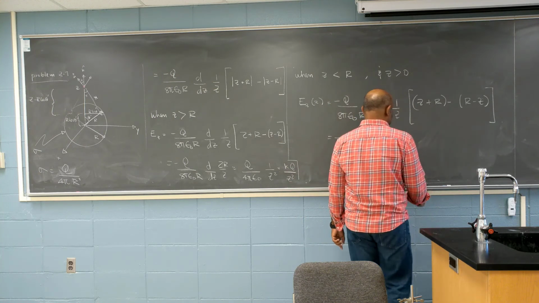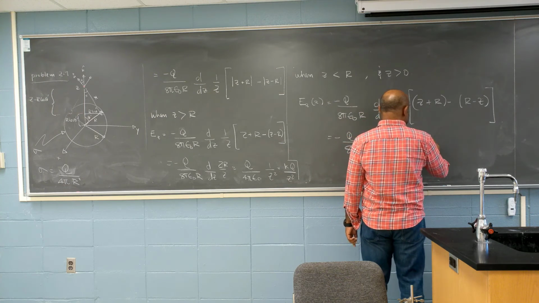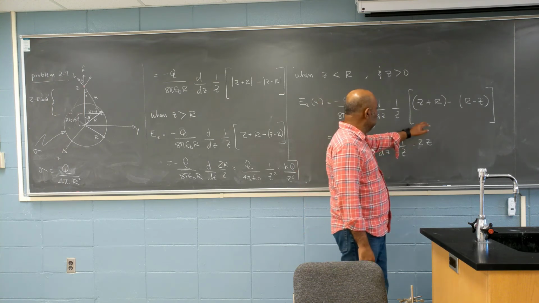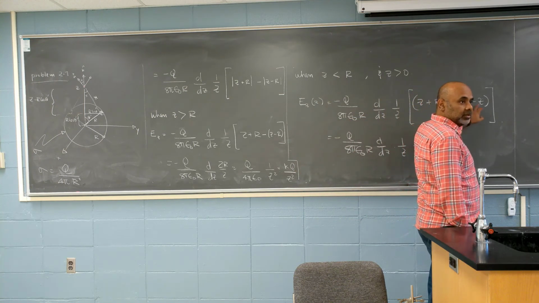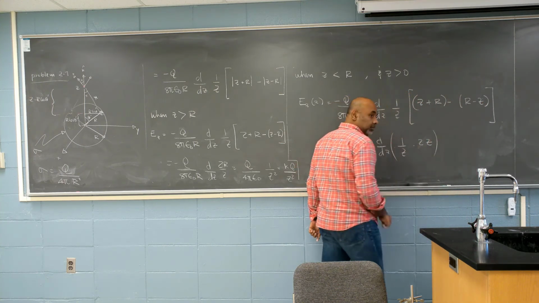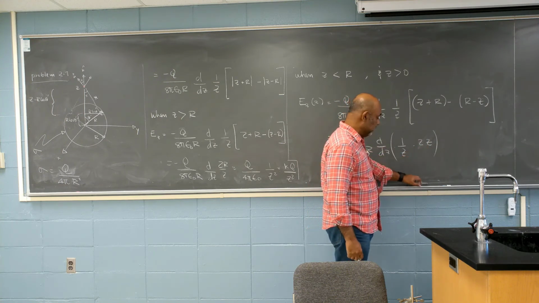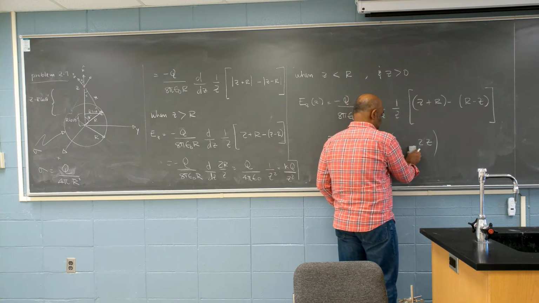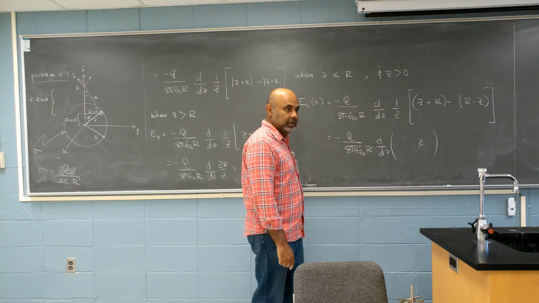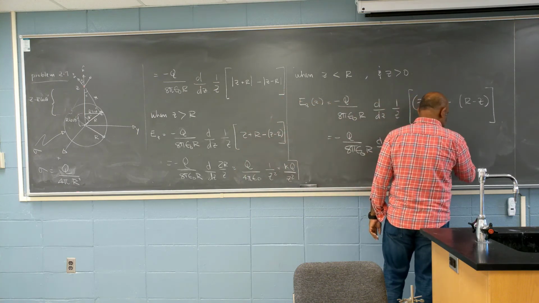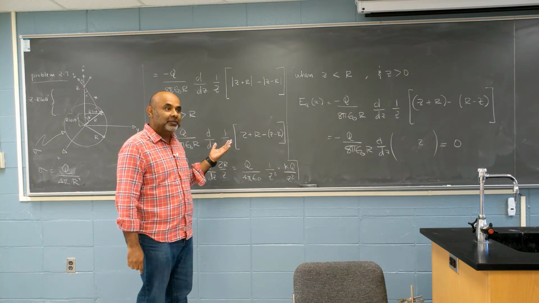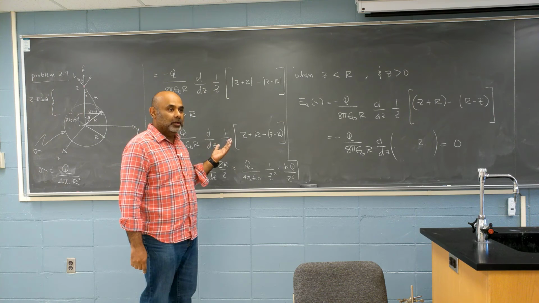What is that? 2z. R minus R, then minus minus z becomes a 2z. And guess what happens? The z's cancel. What's the derivative of 2? There is no electric field inside a ball.